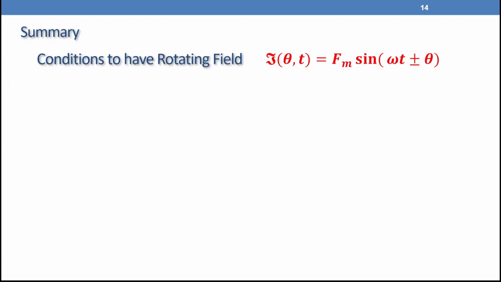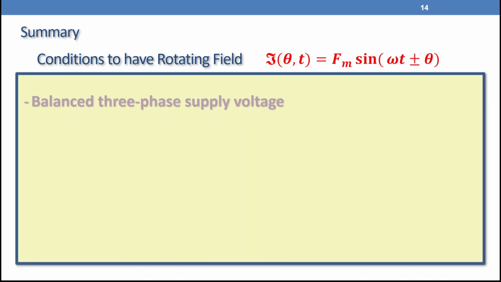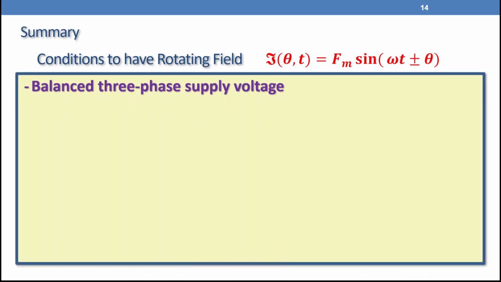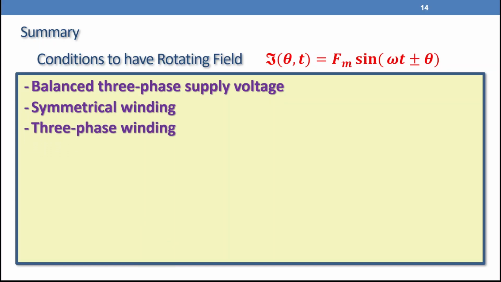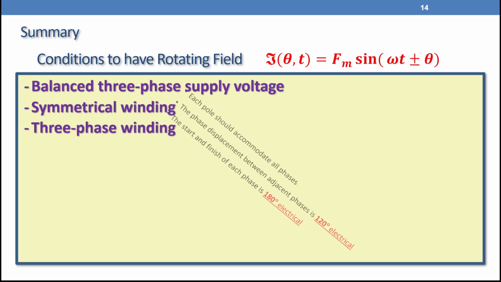Let us summarize this video by listing the conditions to have rotating field f of theta and t equal f maximum sine omega t plus or minus theta. The conditions are balanced 3-phase supply voltage. We need 3-phase supply voltage equal in magnitude and shifted 120 degrees in time. The 3-phase winding should be symmetrical winding, each of which has an impedance Z. And to construct the 3-phase winding, you need to satisfy 3 conditions.